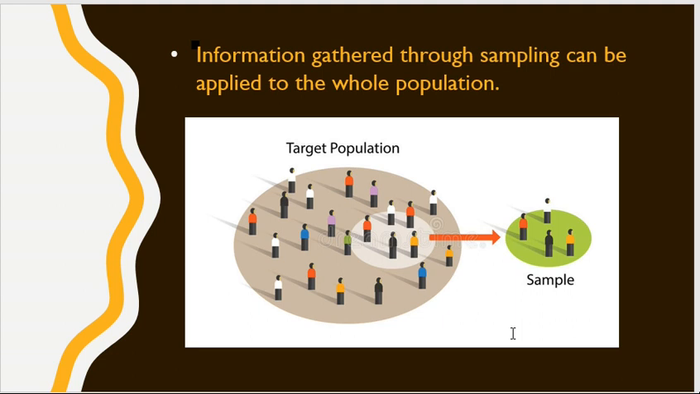And the information which we gather through sampling can later on be applied to the whole population. You see, we take a random sample from this whole population, keeping in view that the characteristics are same.